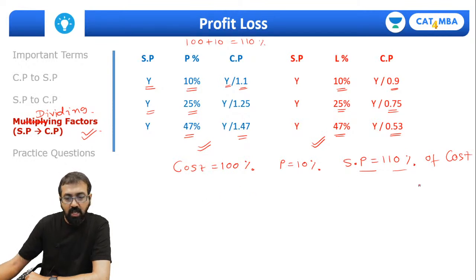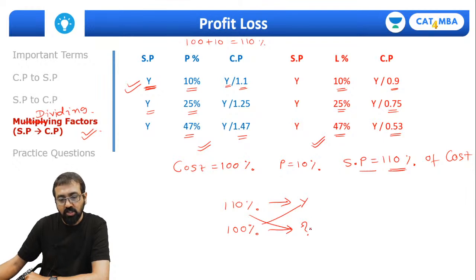Now I am given the selling price, so say 110%, which is the selling price, is given as Y. Look at this example: selling price is Y after 10% profit. So I can say 110% of the cost is given as Y. Now we need to find out what 100% is, as simple as that. You just cross multiply. This will be your cost price. So I'll get cost price equal to Y into 100 divided by 110.